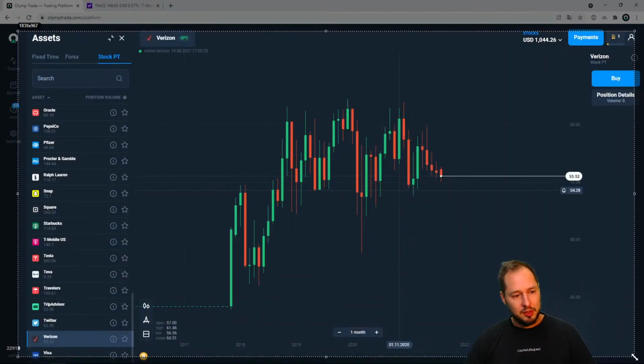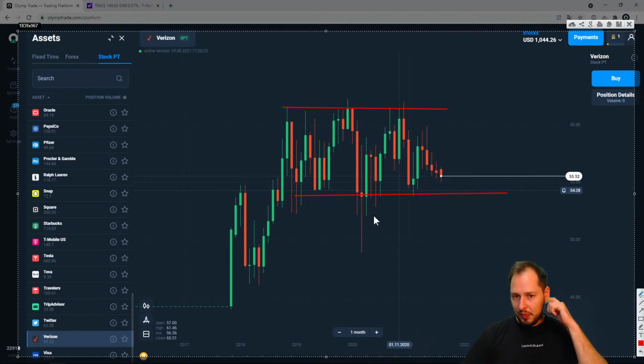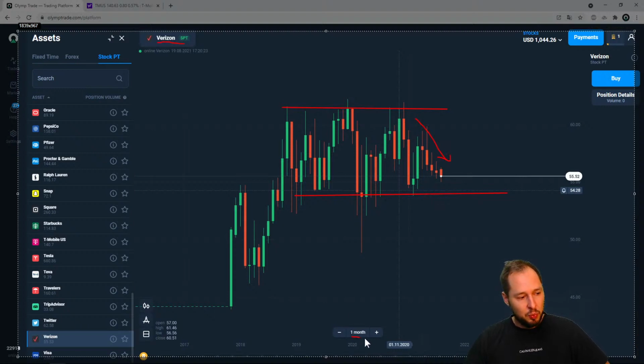This approach from different technical analysis points of view is quite good, because when we were taking this Verizon chart into account, it was declining on the one day chart. But let's see what we have on the monthly chart. Yes, we're declining, but we're really near a very nice level of support.